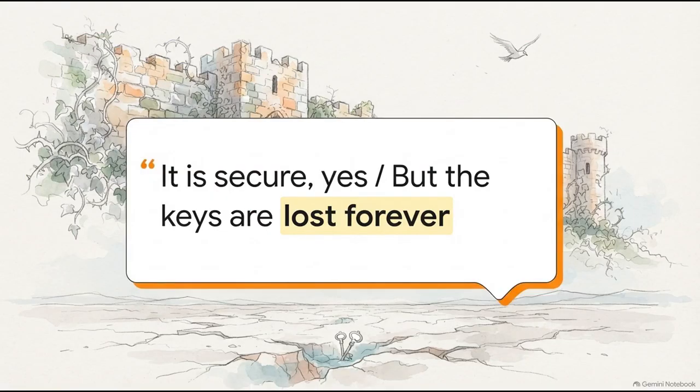It is secure, yes, but the keys are lost forever. Wow. I mean, the narrator achieved exactly what they set out to do in step 1, right? The property is secure, nobody can get in. But the victory is entirely hollow. The boundary is permanent now.